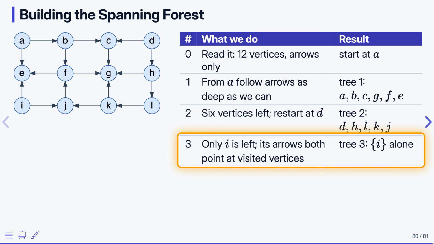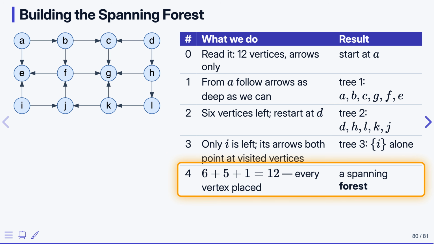Step 3. Only I is left. Its arrows point to E and to J, and both of those are already visited. So I cannot join anything. It becomes a tree all by itself. Step 4. Count up. 6 plus 5 plus 1 is 12, so every dot is placed. 3 trees together make a spanning forest.